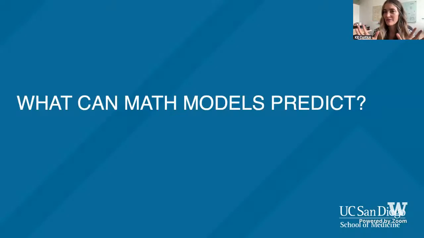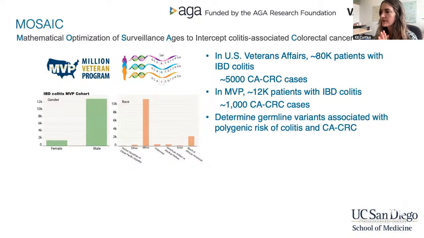And so a lot of the work that we do now is how can math models help this more statistical-based approach. And so a big project that we've been working on the past several years was funded from the Veterans Affairs. And we call this project Mosaic, or Mathematical Optimization of Surveillance Ages to Intercept Colitis-Associated Colorectal Cancer.